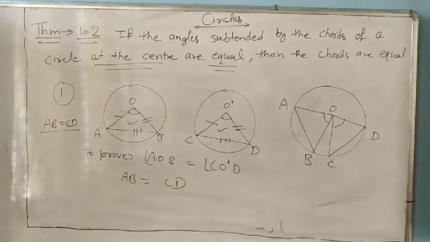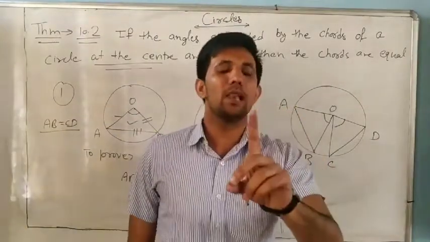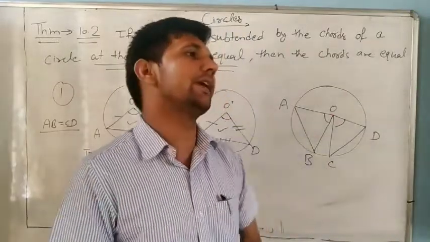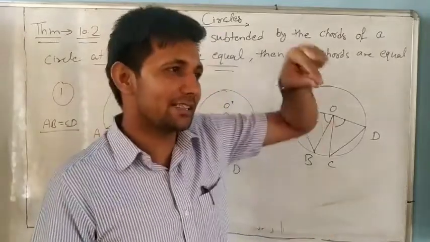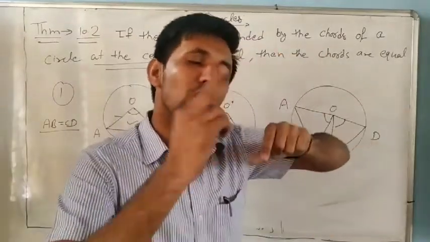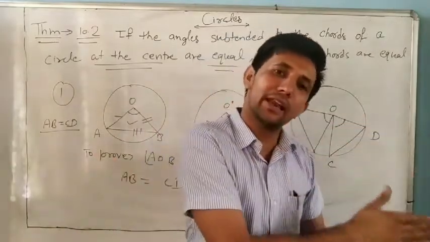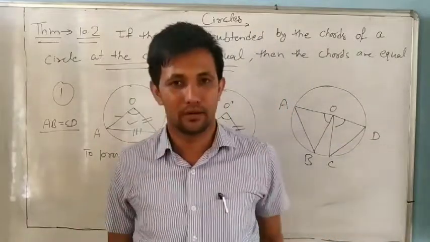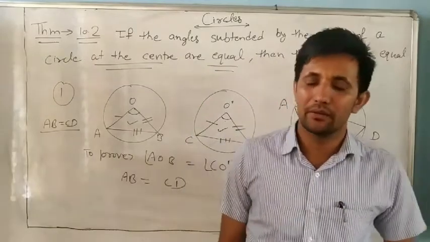So two important theorems we discussed today. First, if chords are equal, then they will make equal angles at the center. If the angles made by the chords at the center are equal, then the chords are equal. So if chords are equal, then angles are equal. If angles are equal, then chords are equal. I hope everyone understood. Thank you everyone. Have a nice day.